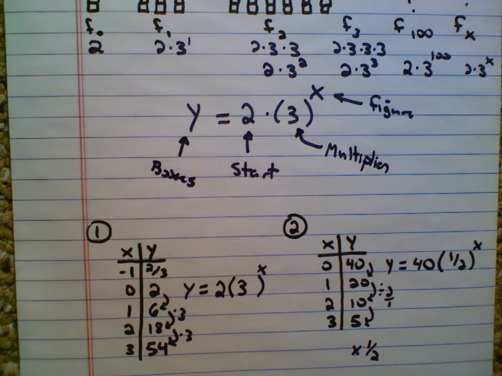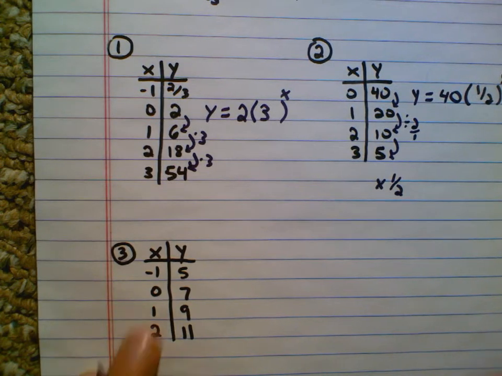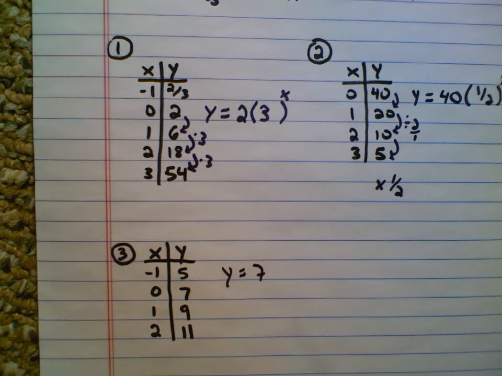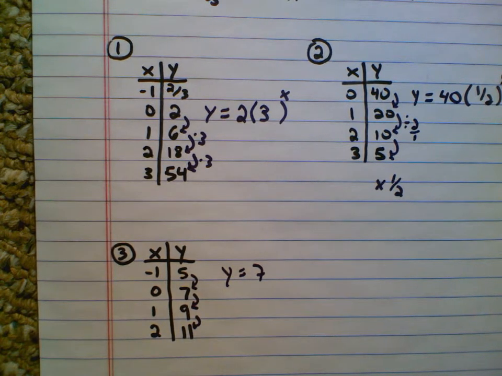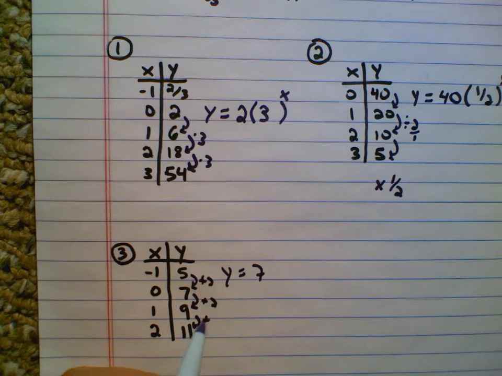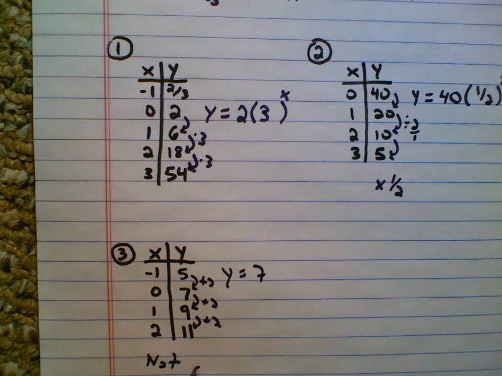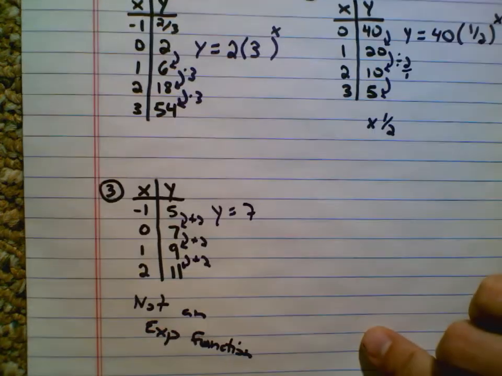Now, it's also important to note that not every equation is an exponential equation. Notice in number 3, I have a starting amount. I start with 7, so I have y equals 7. However, it's not multiplying or dividing when I move down the table. Instead, it's adding 2 each time. 5 plus 2 gives me 7, 7 plus 2 gives me 9, 9 plus 2 gives me 11. There is no multiplication going on here. Exponents deal with multiplication, so this is not an exponential function. Instead, this is a linear function.